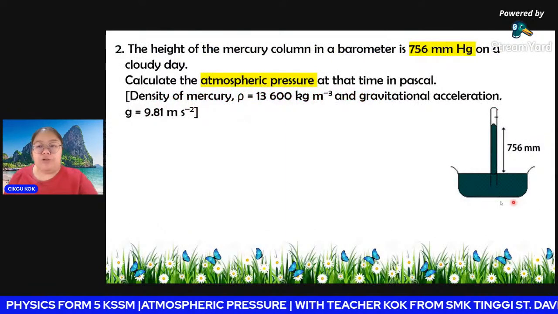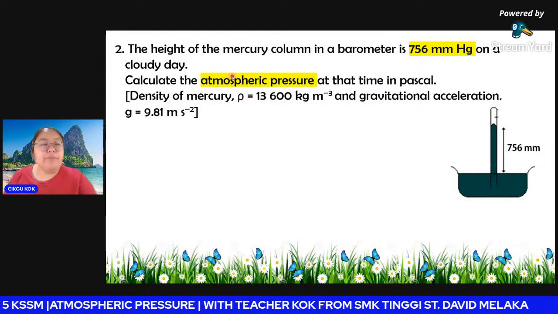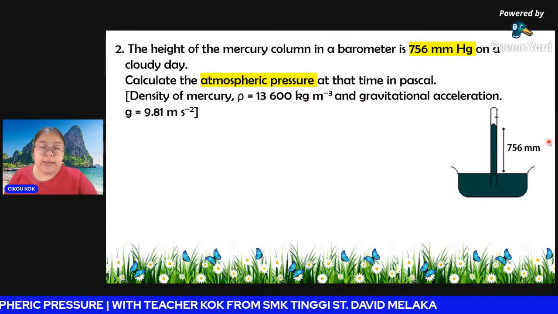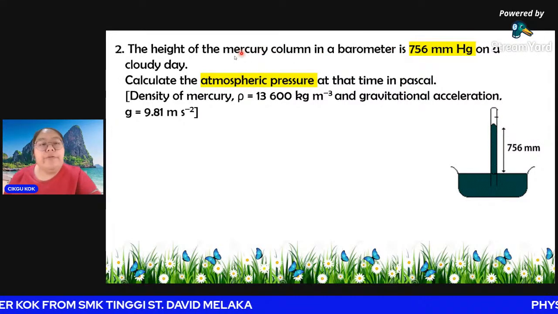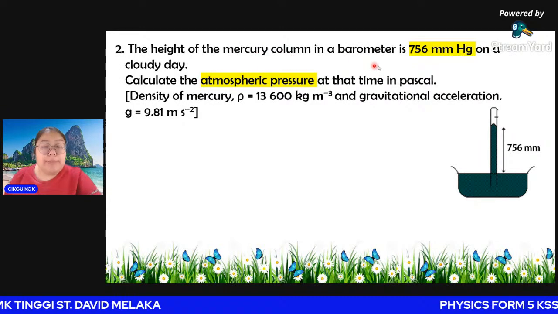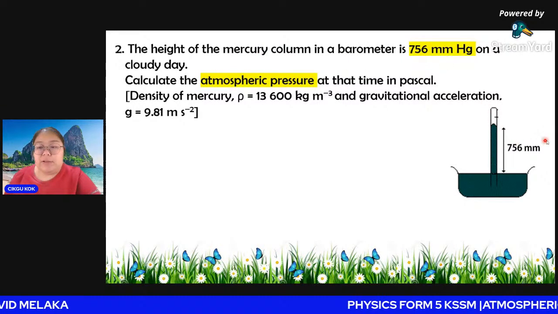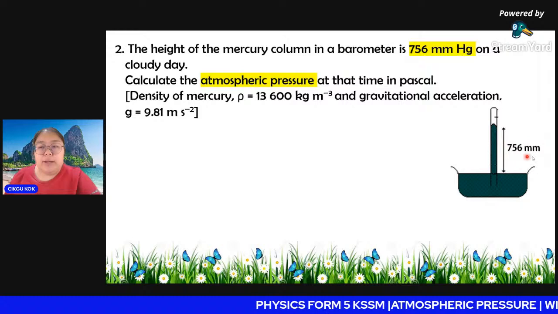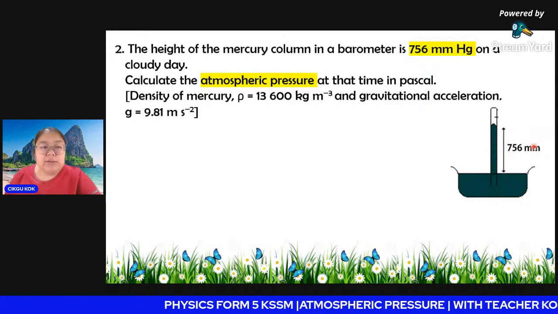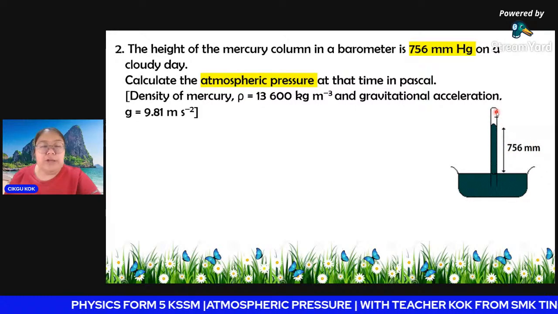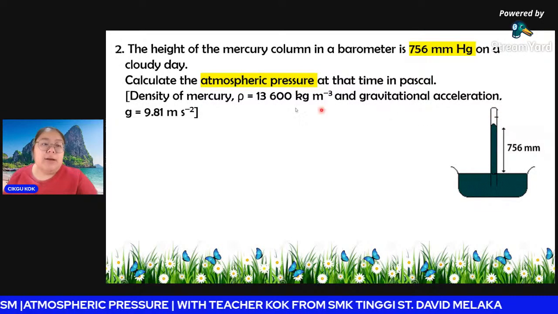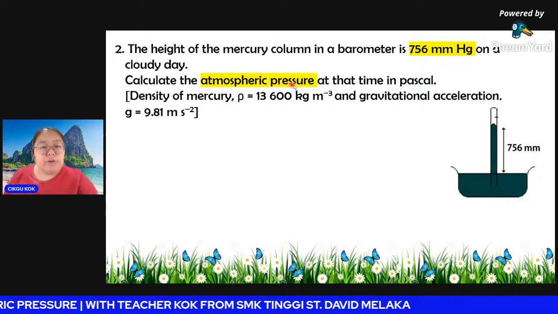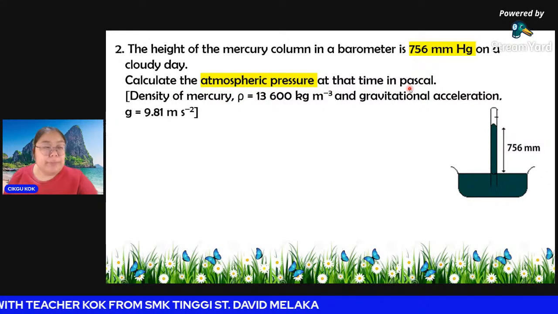Okay, this one I draw out. From the question, I show the drawing. Okay, actually no drawing, you draw by yourself, so can. So from here, they say mercury column in the barometer is 756. So I go to draw. Okay, so this one is 756. Then after that, they never mention what is inside. So we just assume inside is a vacuum. Now you need to calculate the atmospheric pressure at the time in Pascal.